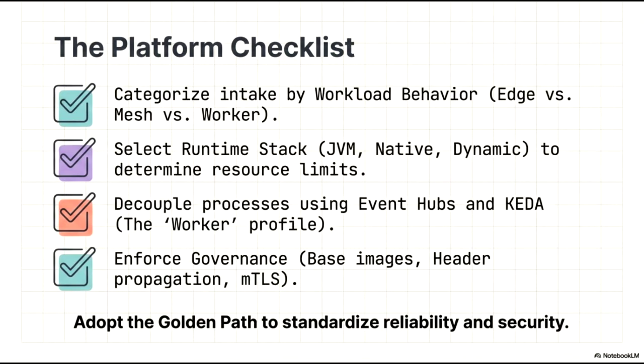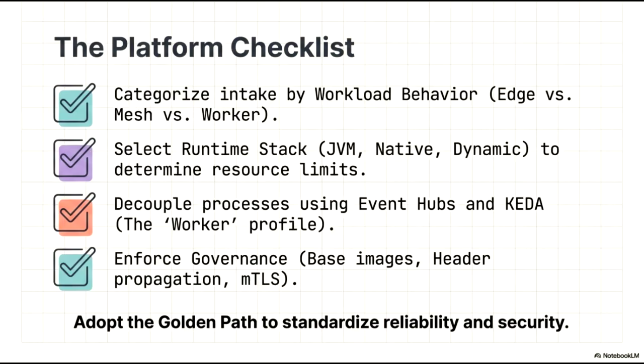To ensure every application is production-ready, we follow this platform checklist as a foundational guide for architecture and deployment. First, we categorize the intake based on workload behavior, distinguishing between edge, mesh, and worker profiles. This classification determines how a service interacts with the network and its specific discovery requirements. Next, we select the runtime stack, choosing between JVM, native, or dynamic environments. This selection is vital for establishing precise resource limits, allowing us to tune memory and CPU usage effectively for each specific technology.